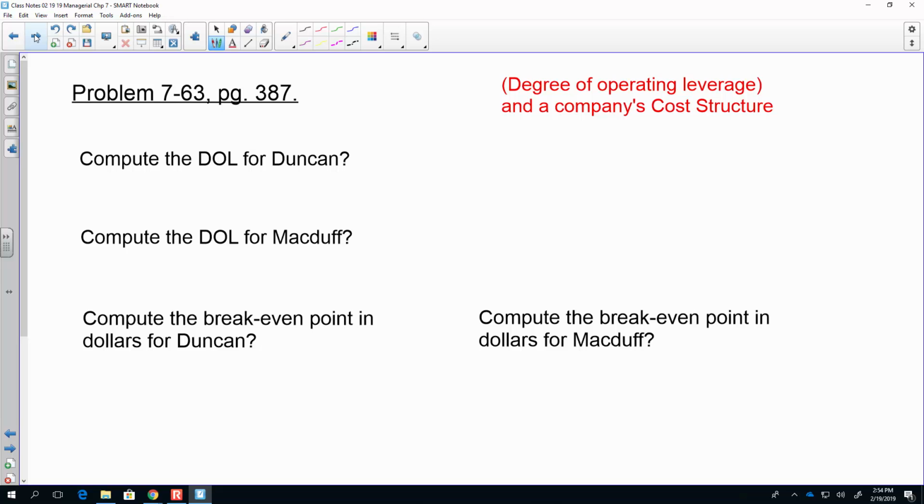We have two companies. Again, we're going to talk about cost structure with DOL. How much fixed cost in relation to variable cost does each company have? Fixed cost versus variable. So after we compute the DOLs, you're going to tell me which one has more fixed cost. All right, so let's start with Duncan.